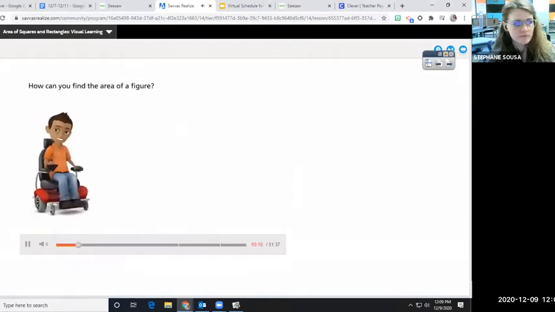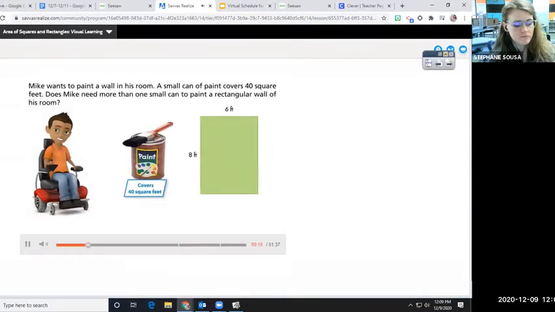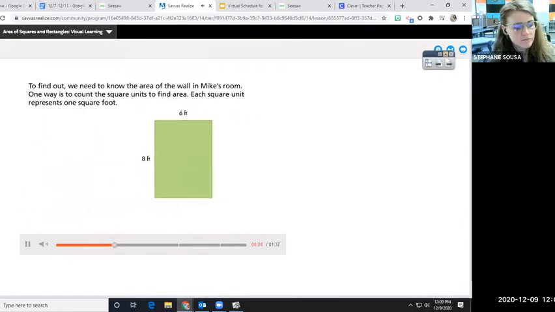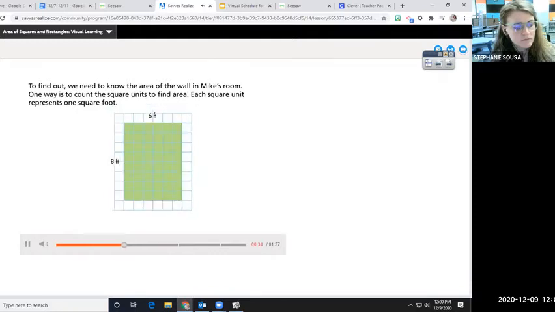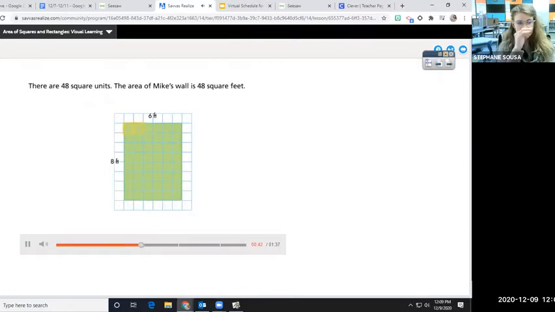How can you find the area of a figure? Mike wants to paint a wall in his room. A small can of paint covers 40 square feet. Does Mike need more than 1 small can to paint a rectangular wall of his room? To find out, we need to know the area of the wall in Mike's room. One way is to count the square units to find area. Each square unit represents 1 square foot. There are 48 square units. The area of Mike's wall is 48 square feet.